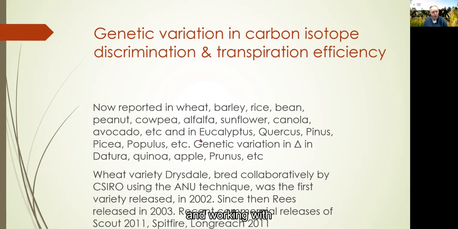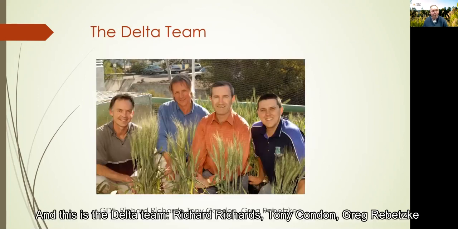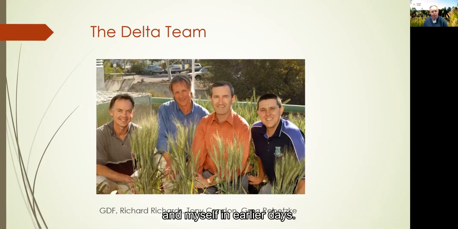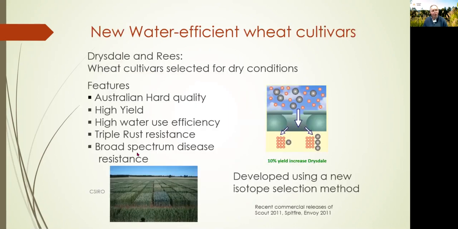And working with CSIRO, this ANU technique was used to breed a wheat variety Drysdale, which was released in 2002. Since then, other lines have been released commercially. And this is the Delta team, Richard Richards, Tony Condon, Greg Rebetzke, and myself in earlier days. So this is the advertising blurb that CSIRO produced for Drysdale.